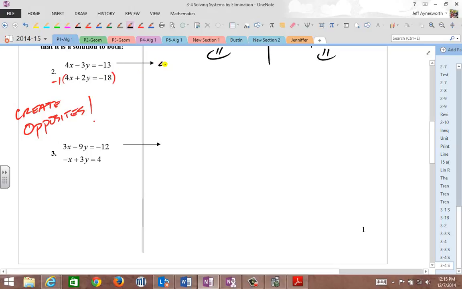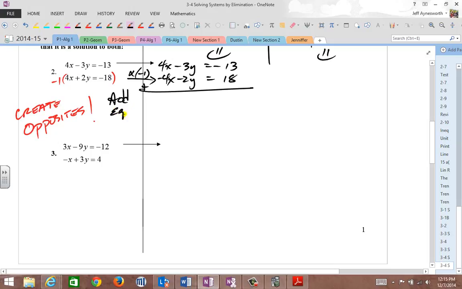I'm going to rewrite the first equation over here, just bring it over so we can work on it. I'm going to multiply the second equation by negative 1. When you do that, you multiply all three terms by negative 1. So negative 1 times 4x is negative 4x. Negative 1 times 2y is negative 2y. And negative 1 times negative 18 is positive 18. And then you add the equations vertically.